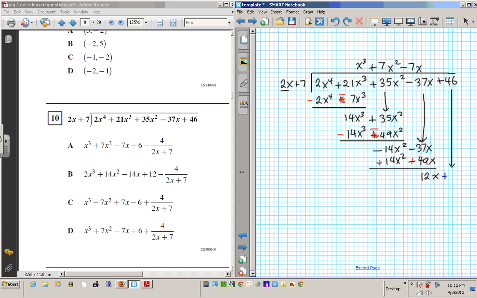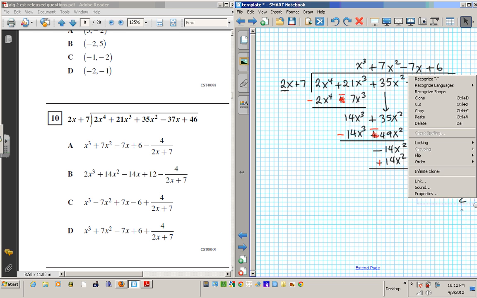Alright, now I'm going to do the same process again as we did before. So I'm going to ask myself, 2x times what gives me 12x? 2x times just 6, right? So plus 6, positive 6, distributed to both of them, I'm going to have 12x plus 6 times 7 is 42. Alright, subtract, that's going to give me the remainder. If I subtract these two, I'm going to have 4.